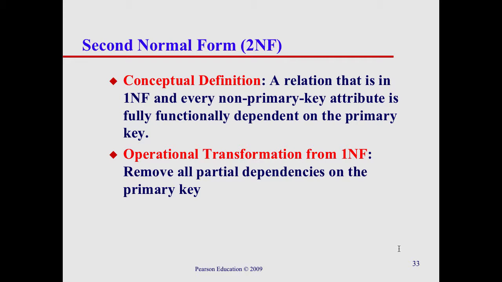Then we want to go to second normal form, and that's where we finished up last time. What we want to do when we go from first normal form to second normal form is eliminate what we call partial dependencies on the primary key. What that means is that any attributes that are left in a relation when we're done in second normal form are fully functionally dependent on the primary key. They're not functionally dependent on some subset of the primary key.